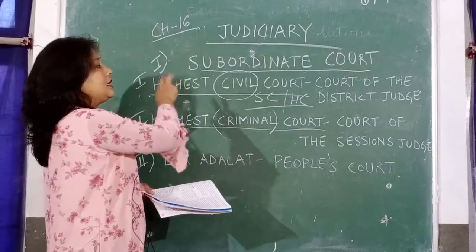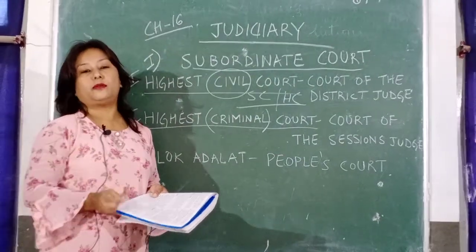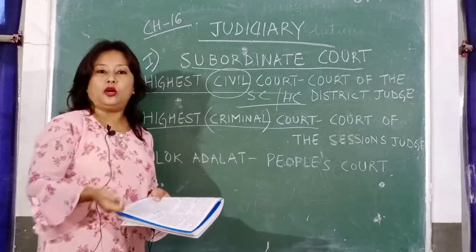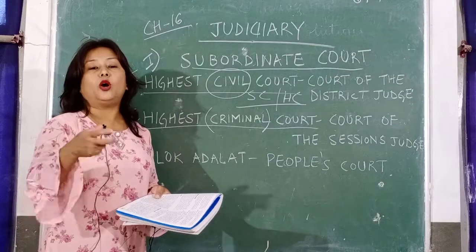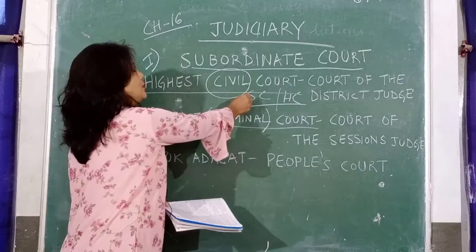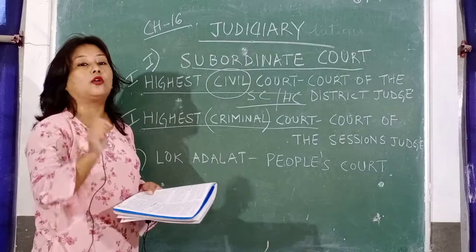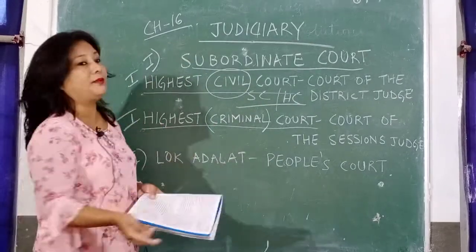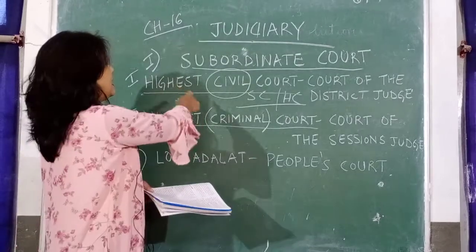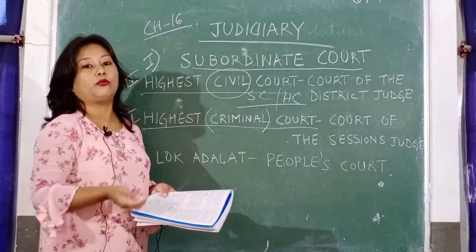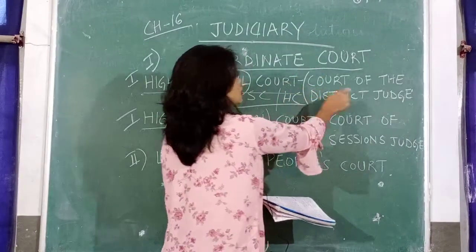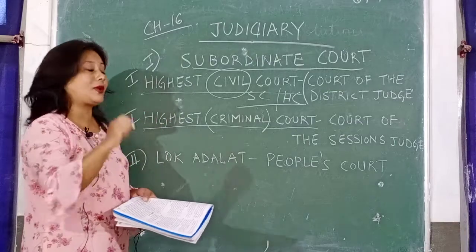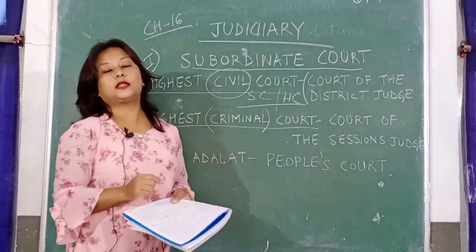So here, under subordinate courts, you just need to remember three things. Understood? The first one is that all those courts which are lower in rank or inferior to the Supreme Court and the High Court are called subordinate courts. Then you need to remember two more things. The first is the highest civil court in the district. Which one is it? It's the court of the district judge. Then the highest criminal court in the district is the court of the sessions judge.